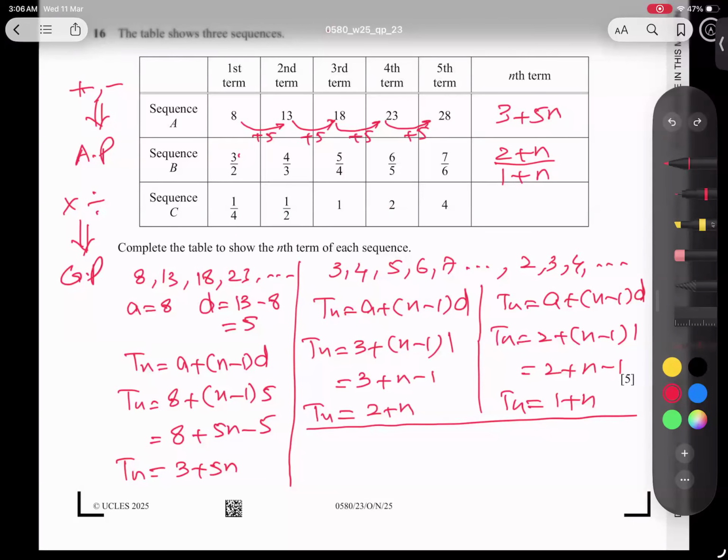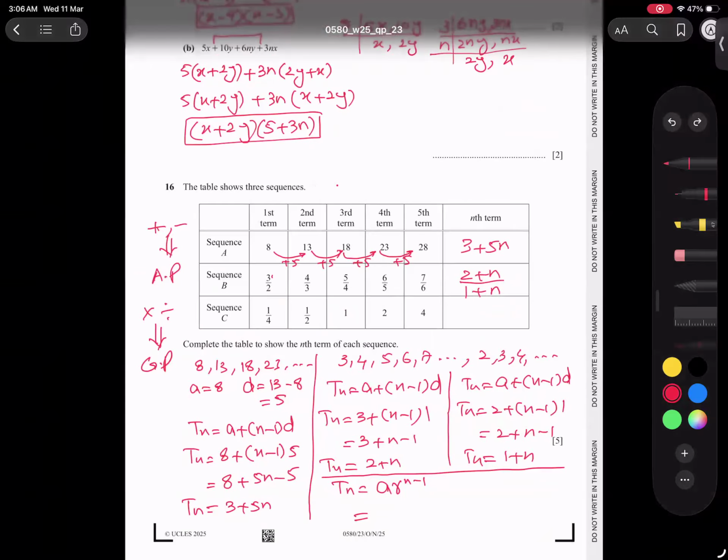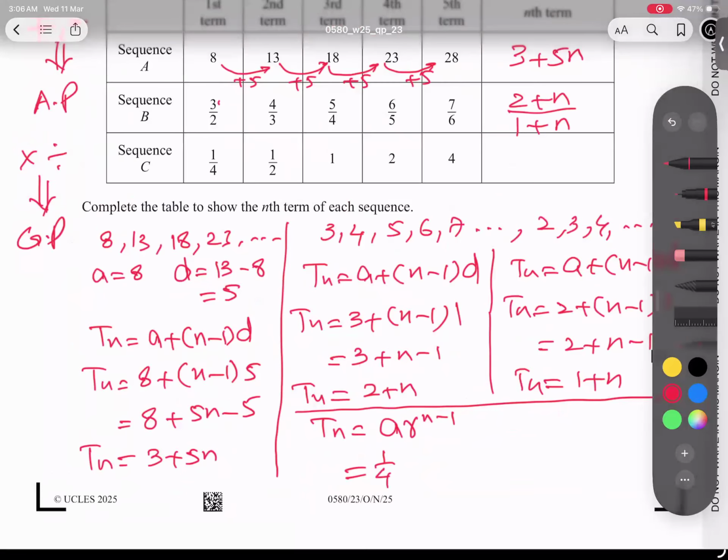So I'm writing GP. The formula for GP is what? Tn is equal to a r to the power n minus 1. What is a, the first term? 1 by 4. Maybe this will take some space, but no problem at all. The common ratio: how do we get it? Keep this one up and this one down, or this up and this down. If 2 is up and 1 is down, I get 2. Even from 4 up, 2 down, I get a common ratio of 2.